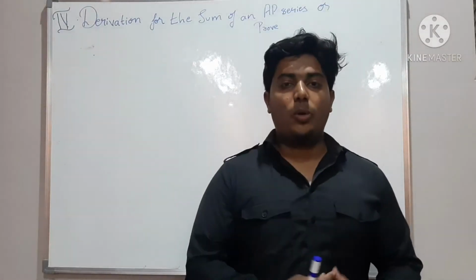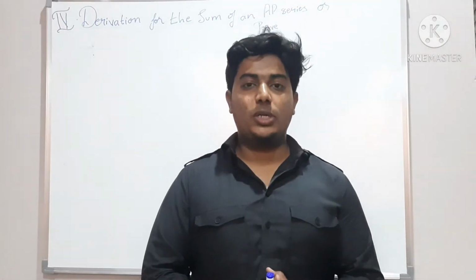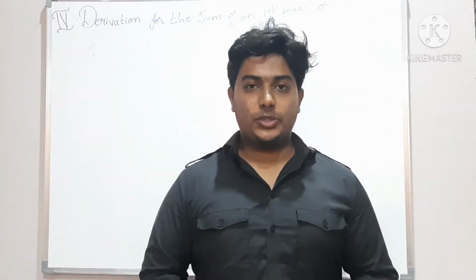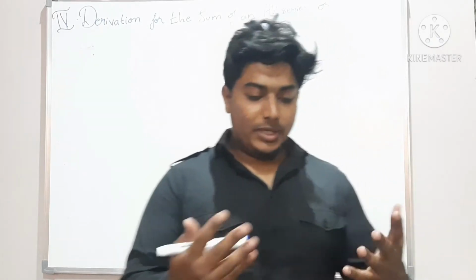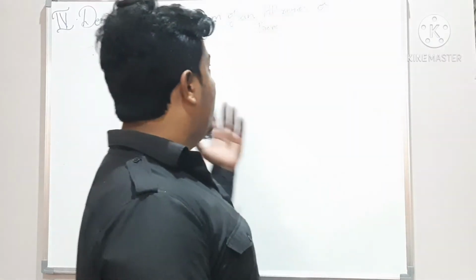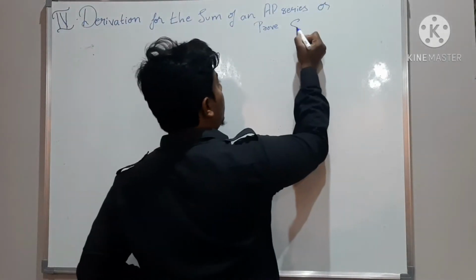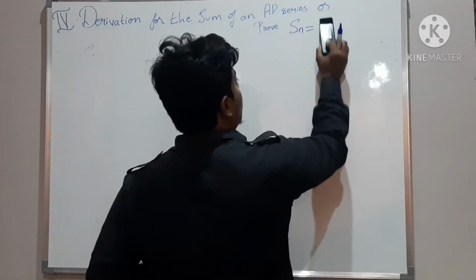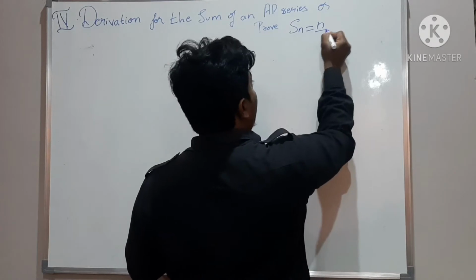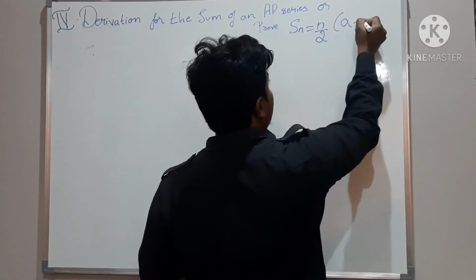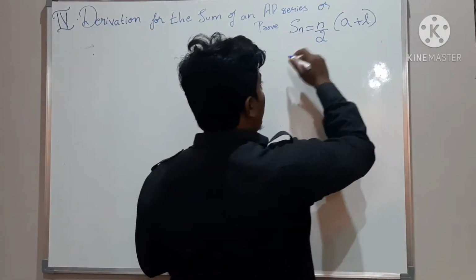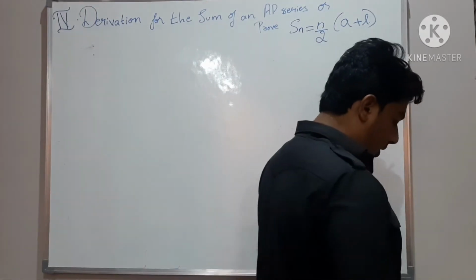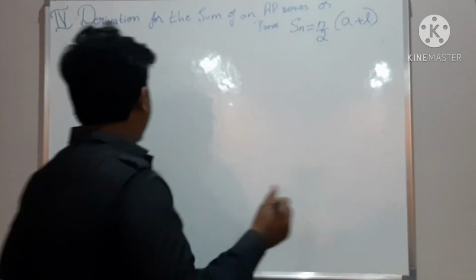The fourth important concept of arithmetic progression series is the sum of an arithmetic progression series. Basically, in examinations they will ask you to prove Sn is equal to n by 2 times a plus l. So let us come to the solution part.